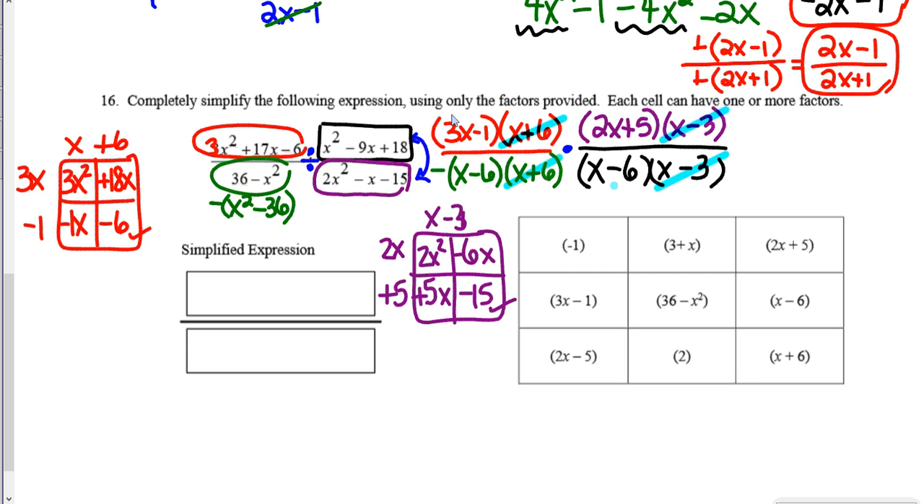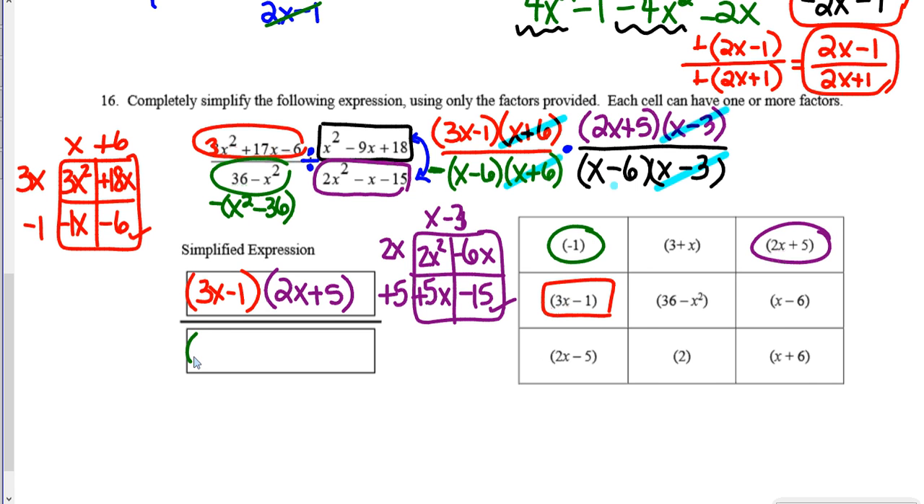I have this 3x minus 1, which I had over here to drag. I don't care about circling it. I just want to be sure it was actually there, so I could have done my drag and drop. I have this 2x plus 5, and I have that, so I could have dragged that over. On the bottom, I had this negative. I can't write just a negative, but negative 1 is the same thing. So I would drag over negative 1 on my SOL test.